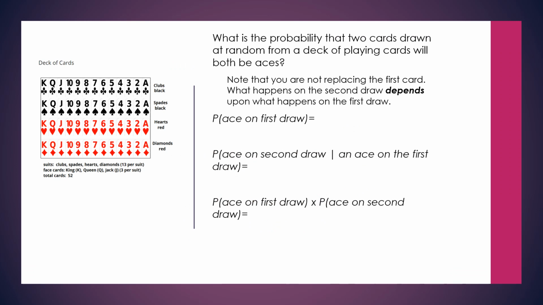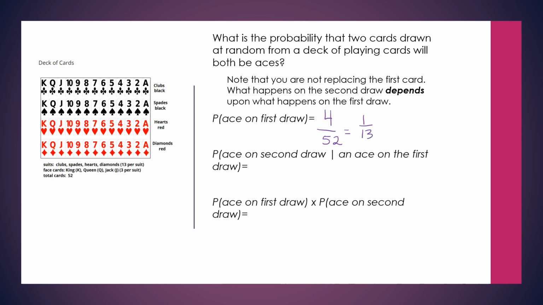For this first example of conditional probability, we want to know the probability that we draw 2 cards from a deck of cards at random and we get 2 aces. Note that you are not replacing the first card. So what happens on that second draw depends upon what happened on the first draw. So we'll start here with the probability that we get an ace on the first draw. Note the deck of cards here, and there are 4 aces out of 52 cards, and we can simplify that down to 1 out of 13.